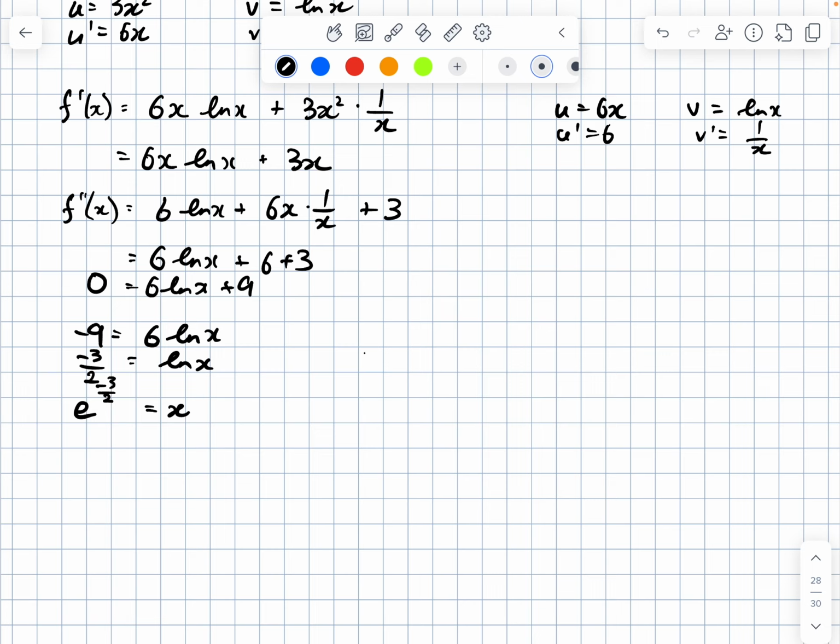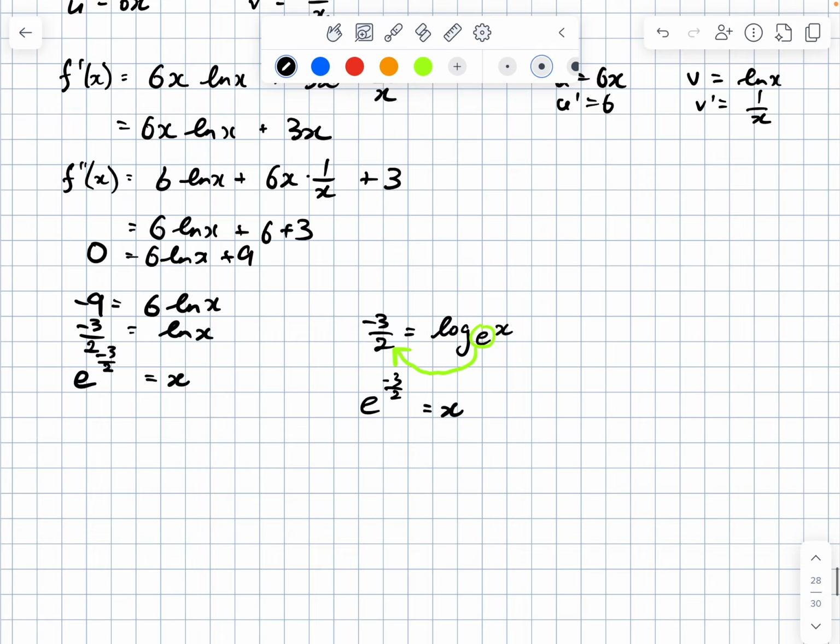Now the reason for that is that negative 3 over 2 equals ln x, which is the same as log base e of x, and the rule to change a log into an exponential is you take the base, you push the other side up with it to get e to the power of negative 3 over 2 equals x.